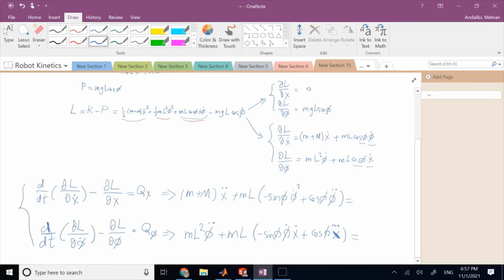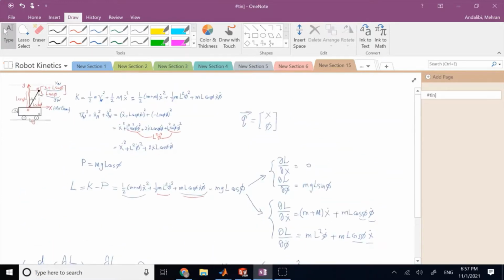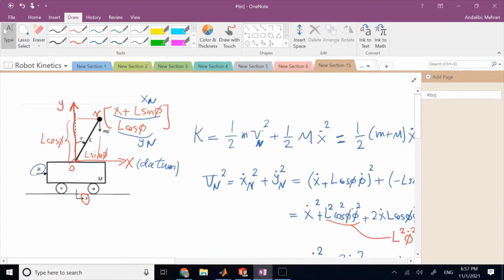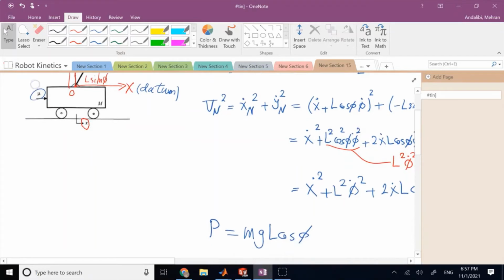Now we have to look at the right-hand sides, Q x and Q phi, and here we have to look at the work done by the external terms. So when you consider this a system, and you look at the free body diagram of this system as a whole, what are the forces involved? There are the forces due to gravity, which are already taken care of.